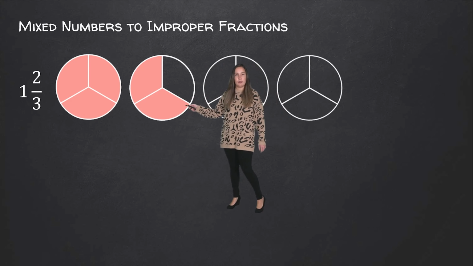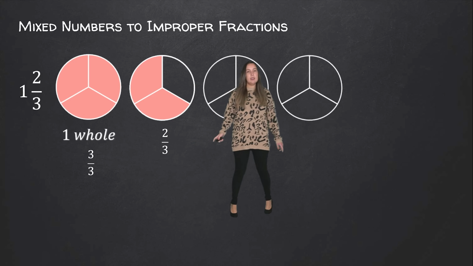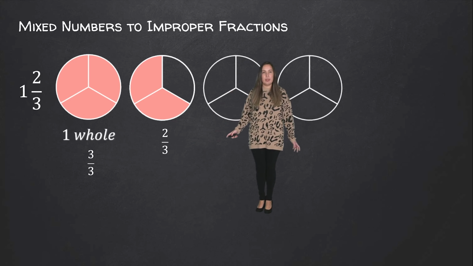And essentially, we have 1 whole here, and this time our whole is 3 over 3. That's because we have 3 shaded pieces out of 3. And then here, this is represented as 2 over 3. And again, we could add our fractions. 3 over 3 plus 2 over 3 is equivalent to 5 over 3.